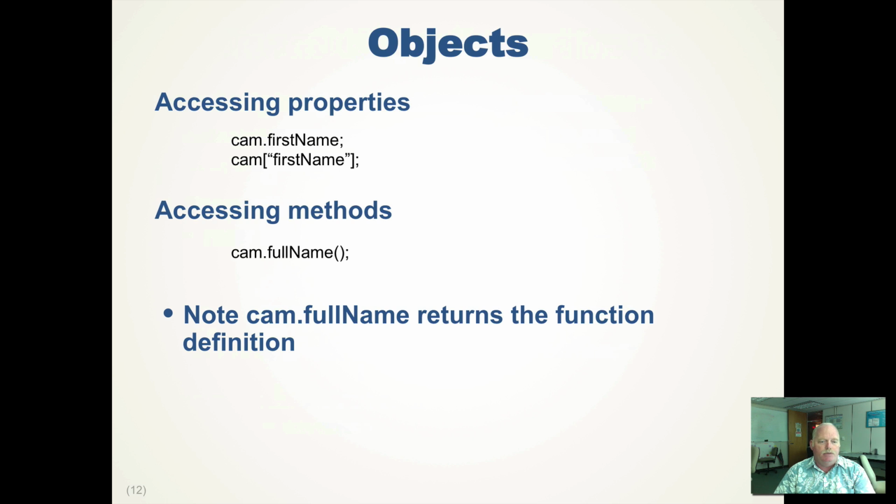To access the method, you just give the method name and then the parentheses, and you can supply the parameters as needed. If you don't supply the parameter in the function, that parameter is set to undefined because it was not defined in the function call. You can actually return the function definition if you don't provide the parentheses. So you're actually returning the property full name, which is a function definition. So you can return the function, you can call the function, or you can return the function definition.